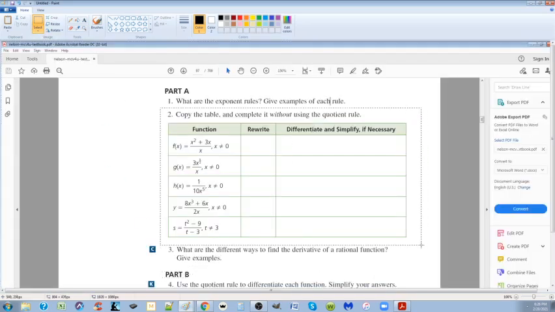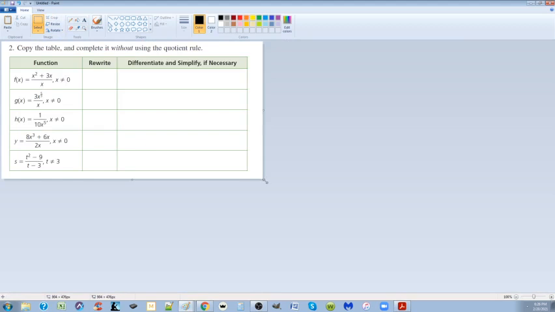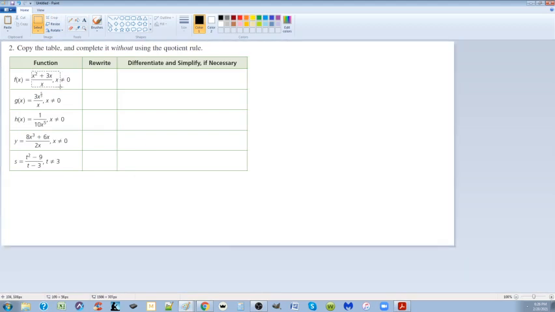Copy the table. So all they want to do here, which is also a waste of the quotient rule, is realize that this can be simplified. And x goes into each of these things, and you're left with x plus 3, which is just a line with a hole where x is equal to 0. It's just a line.